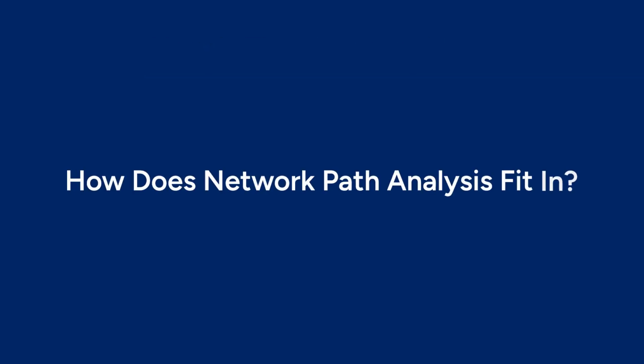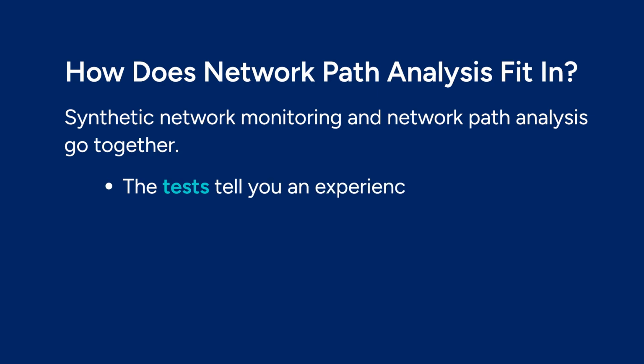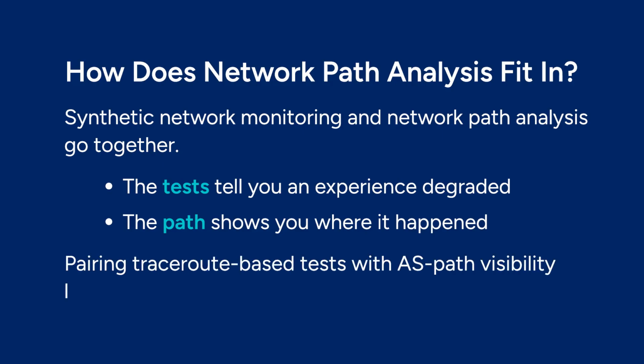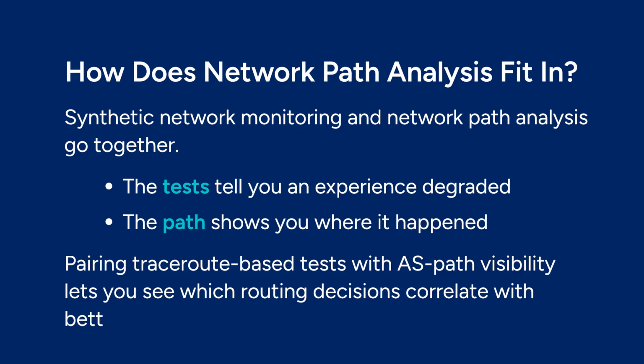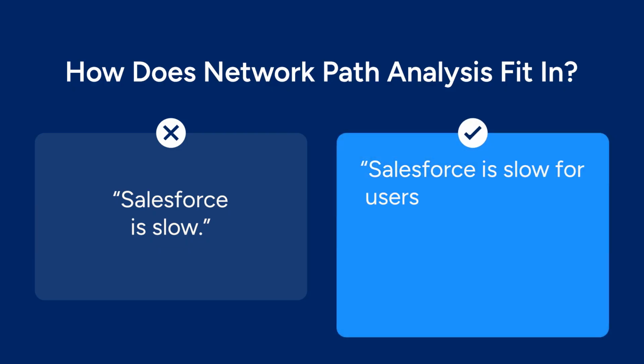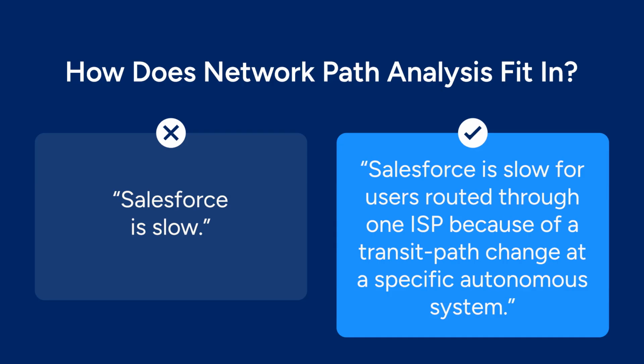How does network path analysis fit in? A failed test is only actionable if you can see the path it took. That's why synthetic monitoring and network path analysis go together. The test tells you an experience degraded. The path shows the route, the hops, and the AS level transitions where it happened. By pairing traceroute-based tests with AS path visibility, you can see which routing decisions correlate with better or worse performance. That's the difference between Salesforce is slow and Salesforce is slow for users routed through one ISP because of a transit path change at a specific autonomous system.